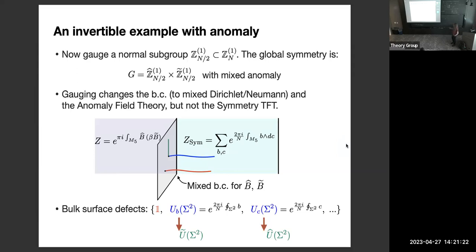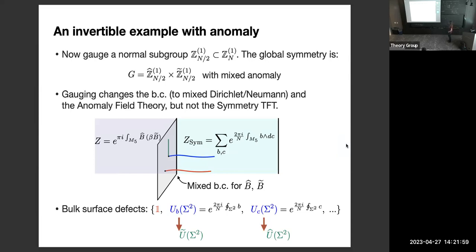And I have the dual quantum Z_N over 2 one-form symmetry. So now, by gauging this normal subgroup, I have this global symmetry, and these two factors have a mixed anomaly. The mixed anomaly looks like this. It's some coupling of the two background gauge fields. So here I've just written the inflow action that describes this anomaly.